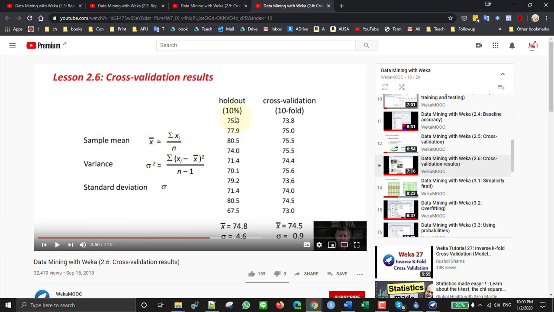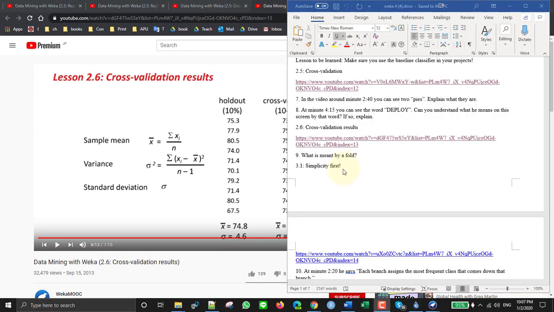Okay, this is the next video. Here we have the holdout method, and he's holding out 10%, and then as we said, we could just set a different seed, and we'll get different results. So he gets 10 different results here, and he can average them, and the average turns out to be 74.8, and the standard deviation turns out to be 4.6. Okay, so what is meant by a fold? We just saw that the folds are those pie slices.